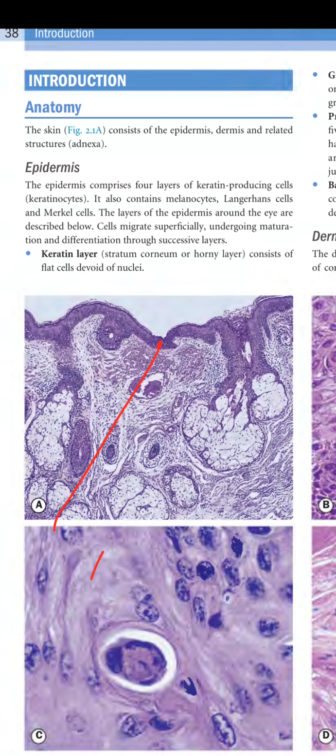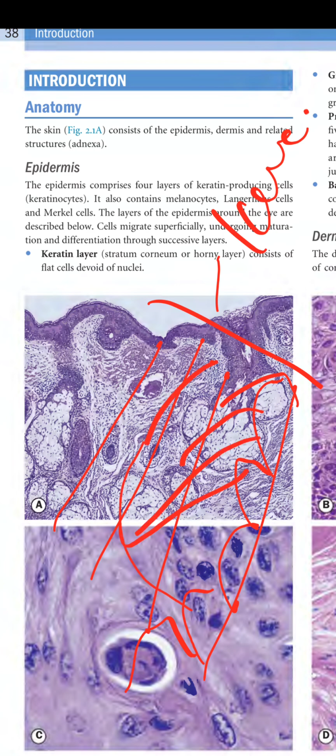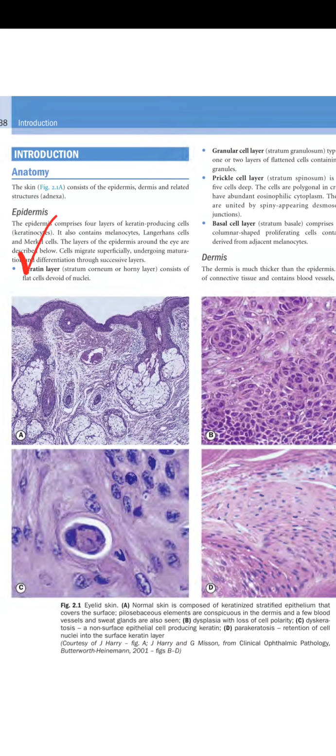So basically in the epidermis there are 4 layers, and every layer has keratin producing cells. It also contains other cells such as melanocytes, Langerhans cells, and Merkel cells. What happens is basically the base layer cells migrate superficially and undergo maturation and differentiation through successive layers. So we have 4 layers: keratin layer, granular cell layer, prickle cell layer, and basal cell layer.